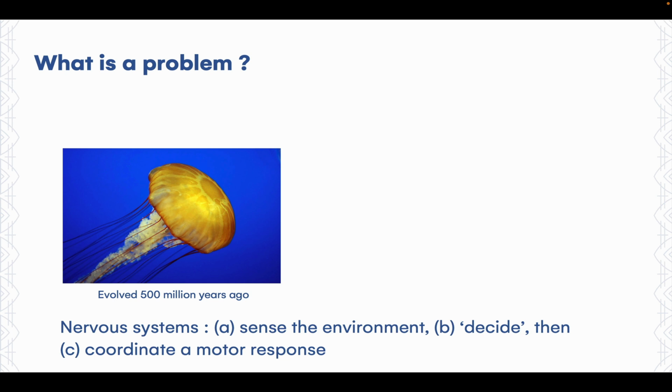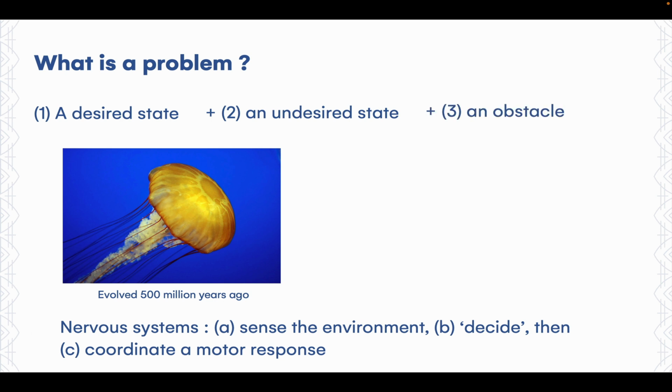And when there was a desired state, like wanting to eat or get food or not be eaten, and an undesired state, hunger or the chance of being eaten, and some kind of obstacle, the presence of a predator or the distance to food, then you have a problem. And this is basically a definition of what a problem is. It's something that we desire, something that we need or want, a situation where we don't have that thing, an undesired state, and some kind of obstacle in between that we need to remove.